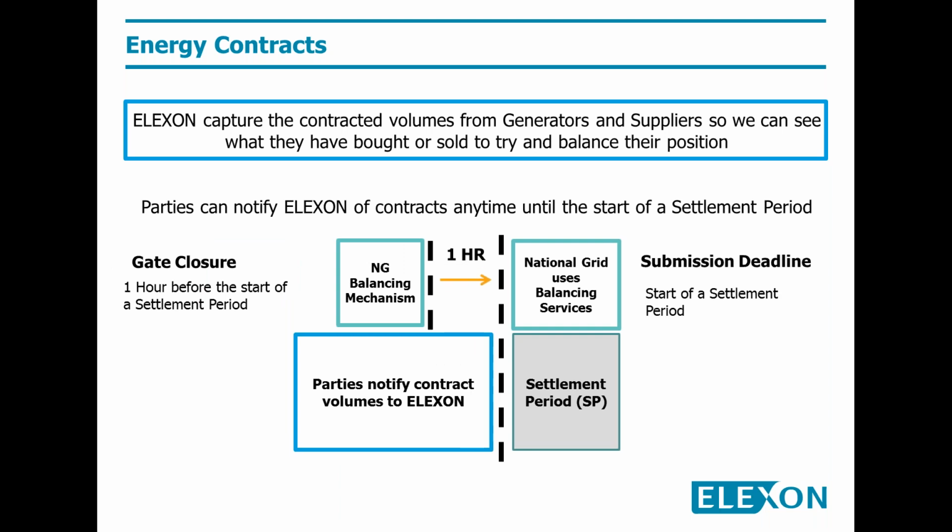But since the modification went through in November last year, they now have an additional hour in which they can notify us of any contracted volumes. So they've got up to the start of what's called the submission deadline, at the start of the settlement period. Gate closure is still used when providing information to National Grid on your plans for generating, but I'll talk about that a little more later.